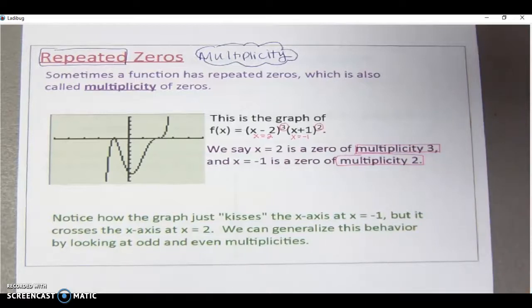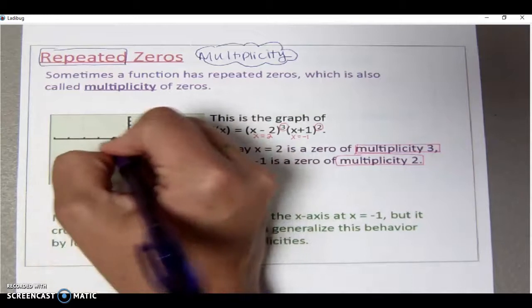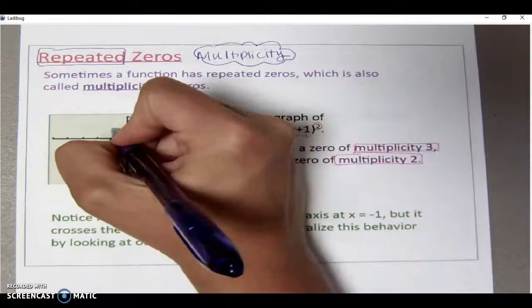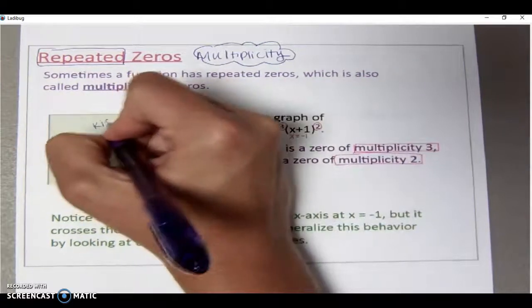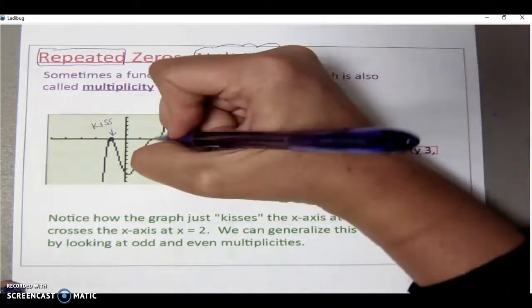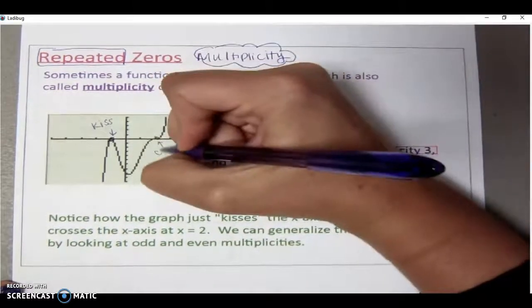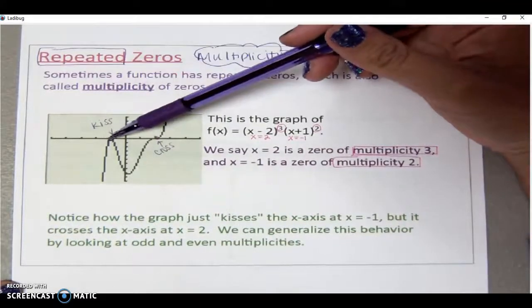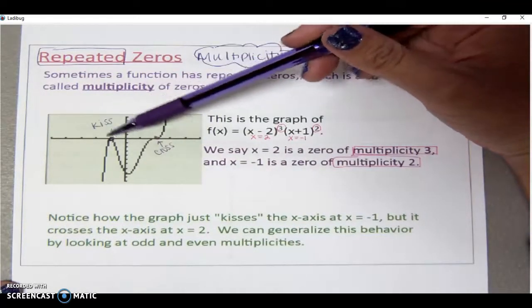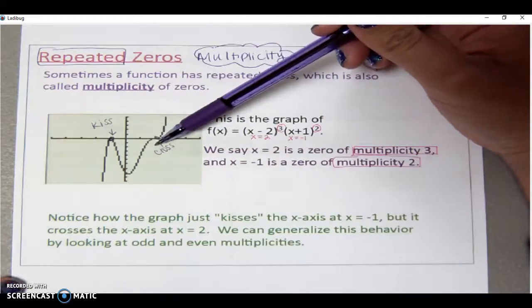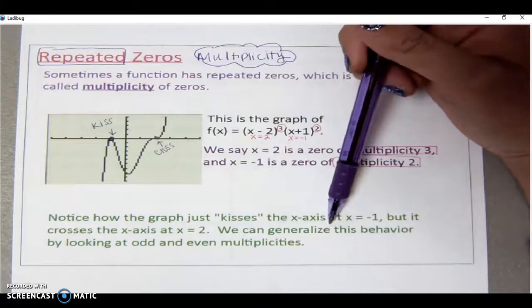So just to look at the graph here, and then we're going to see how these trends work. Here we're at negative 1, and we say it kisses the graph. So it touches it and then it bounces off. Whereas at 2, it actually crosses the graph. We're going to notice patterns that whenever we have an even multiplicity, it's going to kiss the graph, whereas when we have an odd multiplicity, it's going to cross the graph. So that's what this says down here.